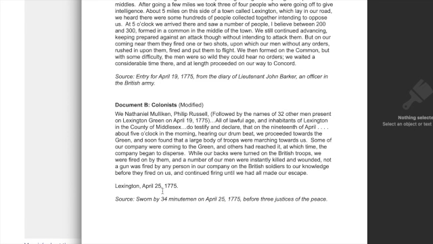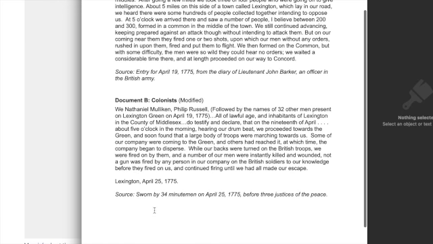This was written in Lexington on April 25th, 1775. It was sworn by 34 Minutemen on April 25th, 1775, before 3 justices of the peace.